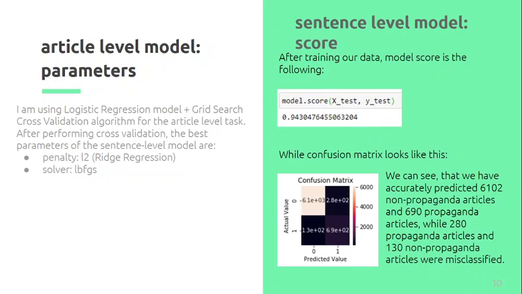We can see that we have accurately predicted 6,102 non-propaganda articles and 690 propaganda articles, while the rest, 280 propaganda articles and 130 non-propaganda articles, were misclassified.